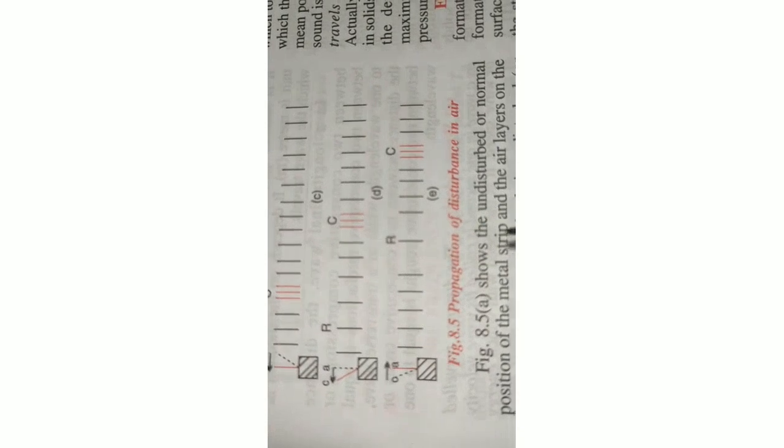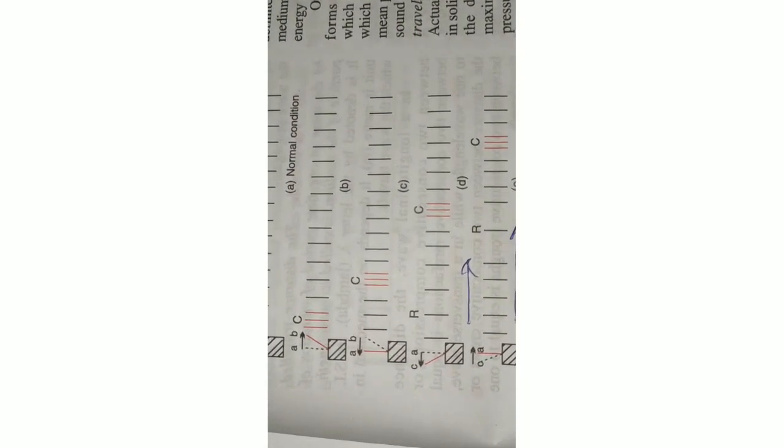Longitudinal wave is the wave in which the particles of the medium vibrate about their mean position in the direction of propagation of sound. Okay, so here we find that this is the direction of sound propagation and this is the direction of vibration of particles, which is the same. That is why these types of waves are known as longitudinal waves.